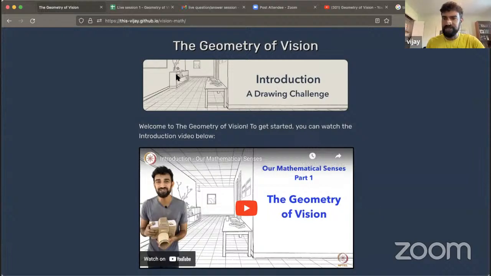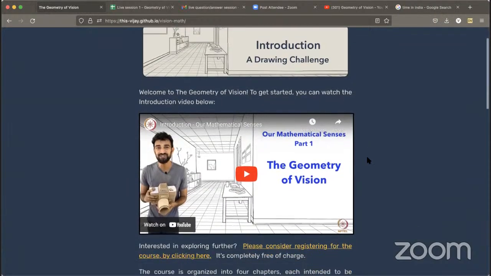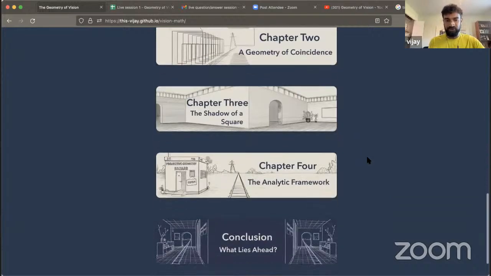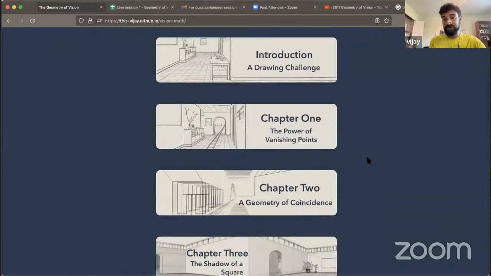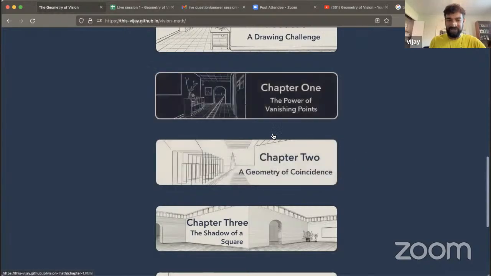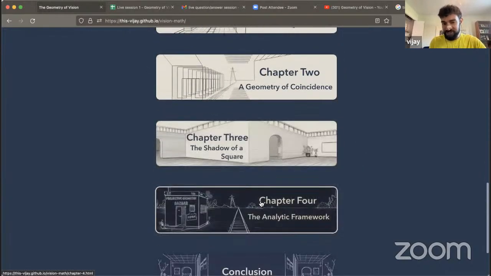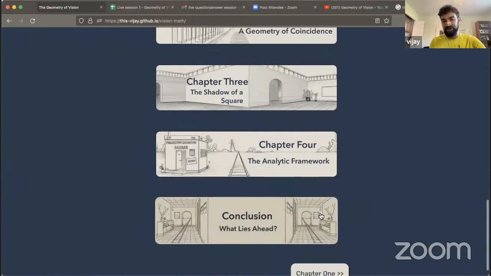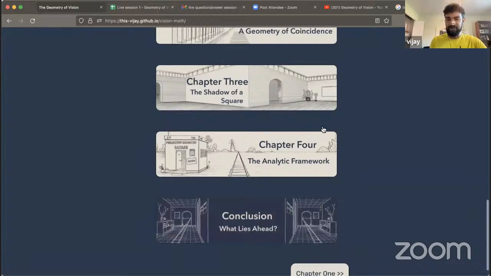I hope you can see. Can you see my share screen? Yes, sir. Okay. So basically, it's organized like an ebook. You can go through the different chapters. Each chapter for our course corresponds to 1 week. So chapter one, chapter two, chapter three. Chapter four, I'll be posting by this coming Monday, but everything else is now posted. And the conclusion also I'll post on Monday. But chapters one, two, and three are posted.